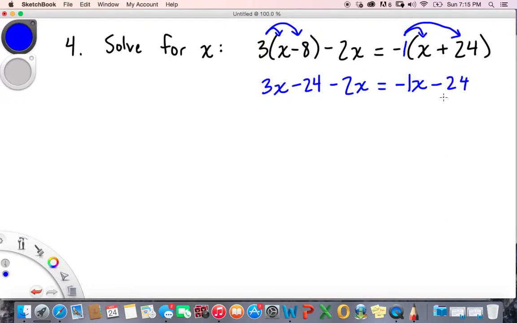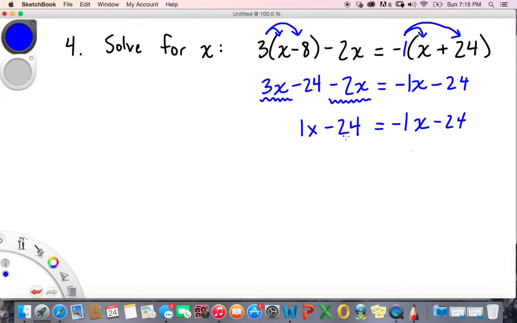So then I want to see, is there anything on either side that I can combine? I notice right away I've got 3x here, and then I have minus 2x. So 3x minus 2x gives me a total of 1x minus 24. I'll just keep the minus 24 here, and then leave this side exactly the same. There's nothing I can really do with that. Again, I cannot combine these constants, the numbers by themselves, with the variables.